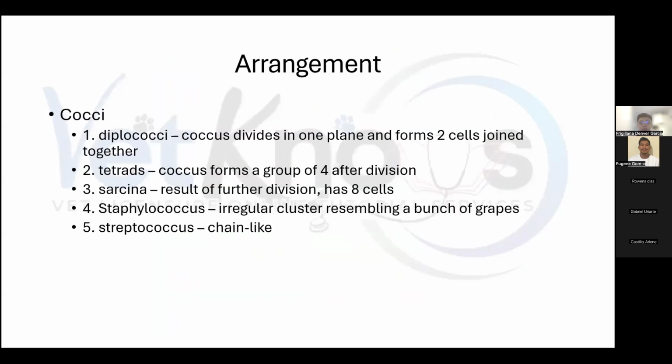So arrangements. For cocci, we have the following. Diplococci, dalawang bilog lang siya, joined together. So bacterial species, kapag ganito ang arrangement, plasmodesma yung nagko-connect sa kanila. Plasmodesma between bacterial cells. Then we have tetrads. So as the name implies, apat sila. Then sarcina, 8. Staphylococcus, bunch of grapes. Pinaka-favorite to kasi madaling tandaan. Staphylococcus aureus, bunch of grapes, tapos color gold. Then Streptococcus, chain type. Yun.